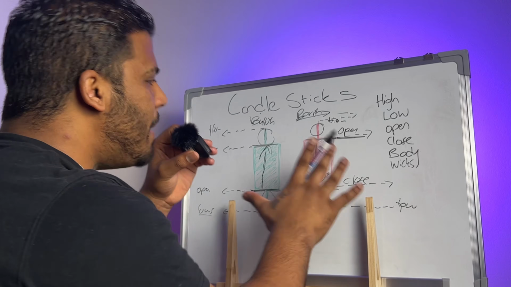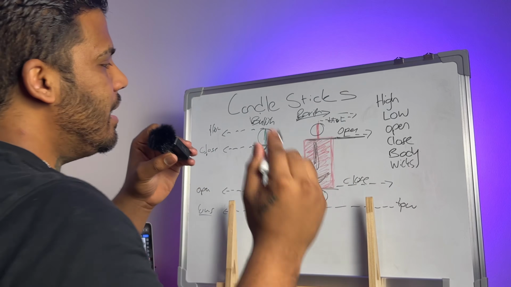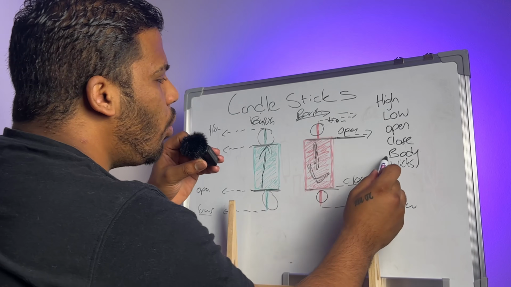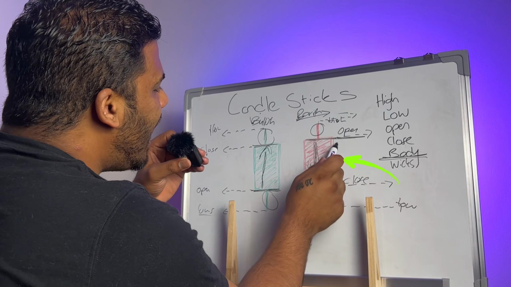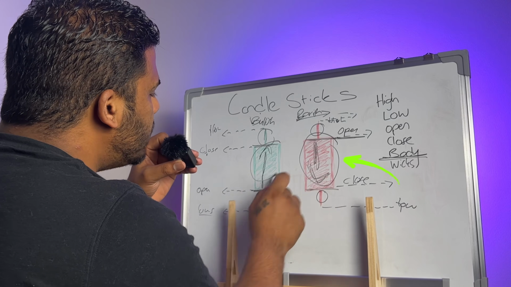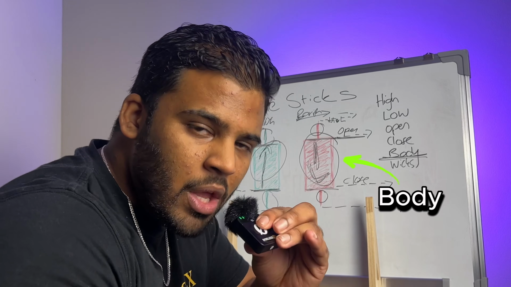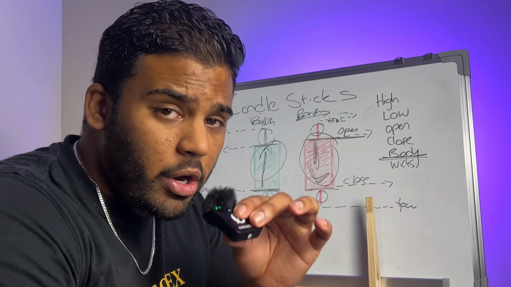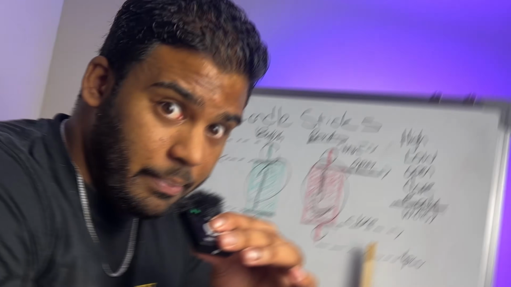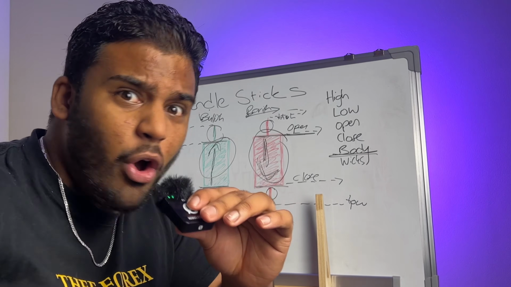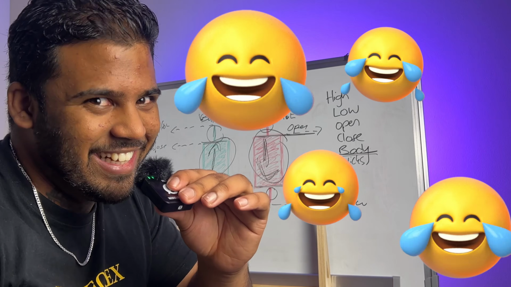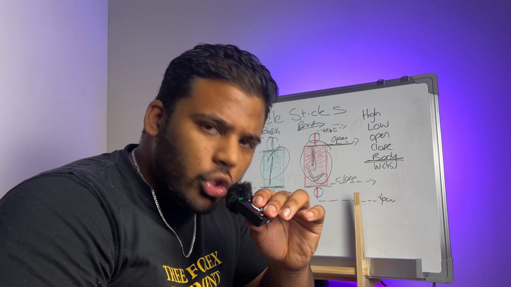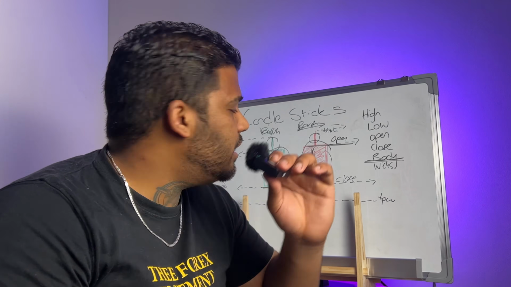So you need to remember this at all times. Now, lastly, we have what we call a body. The entire thing over here in the middle is called a body, and every candle has a body. You need to remember the body because the body will be the basis of your decision on whether the candle is strong or weak, and the wicks as well.